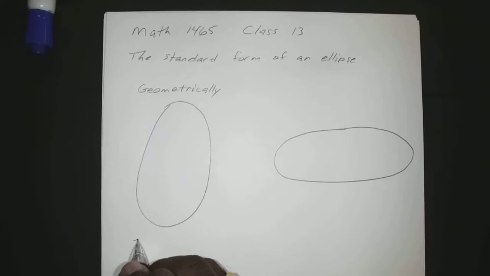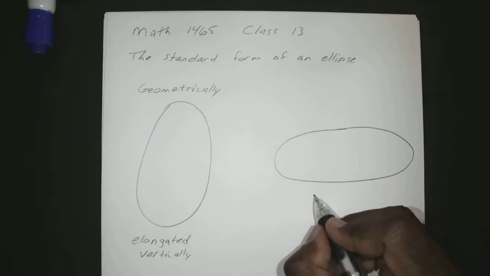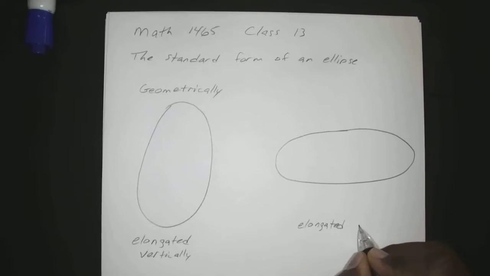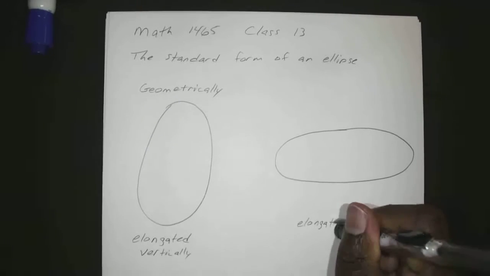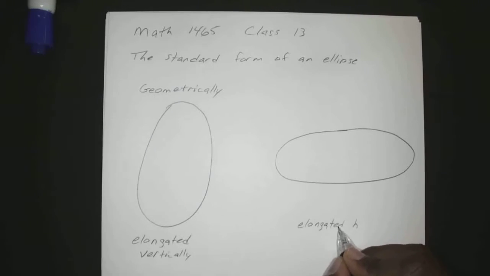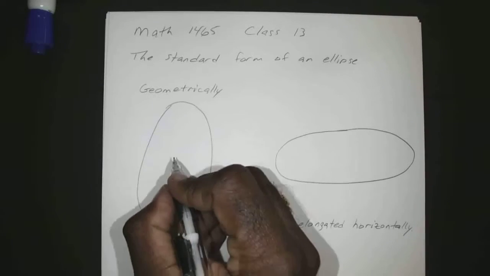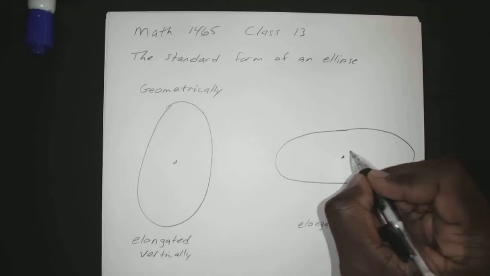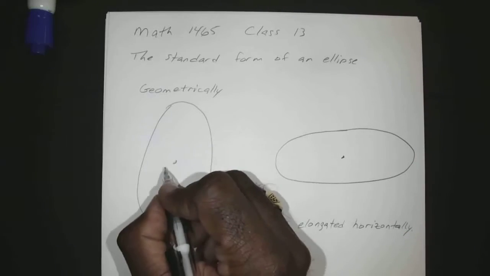So this one's elongated vertically, and this one's elongated horizontally. Let's clean that up a little. Let's say we start at our center. Now your center, just like in a circle, your center is (h, k).